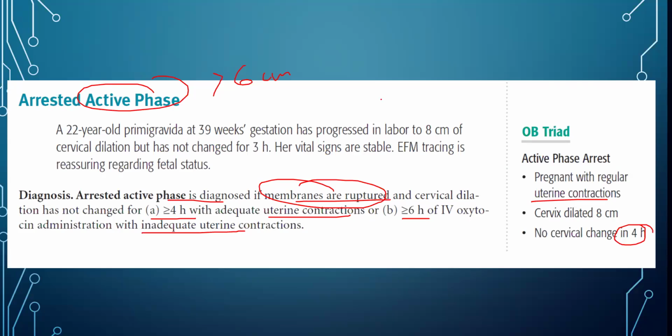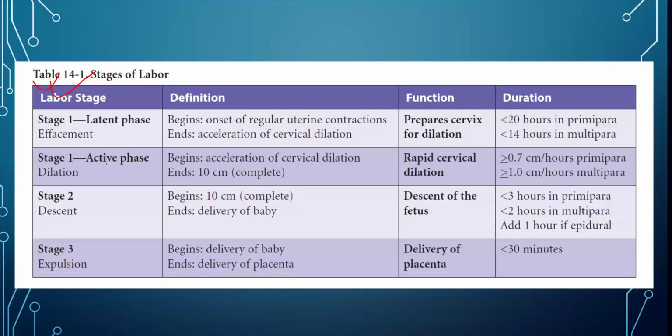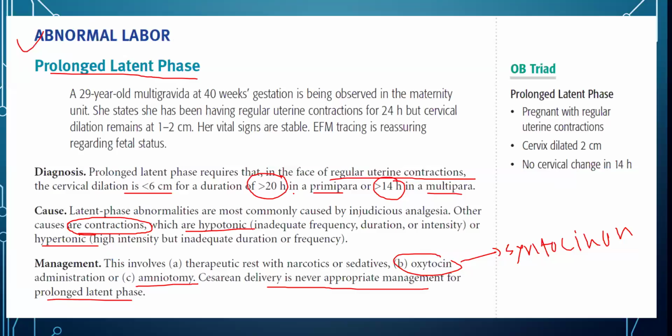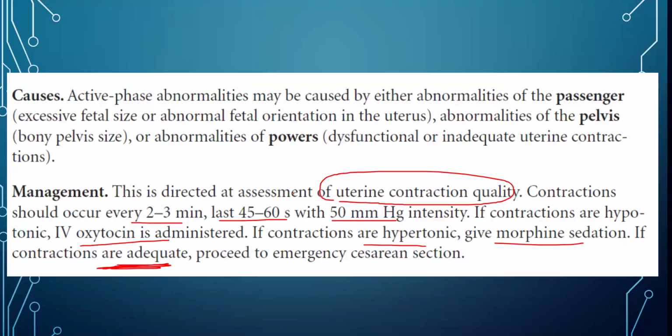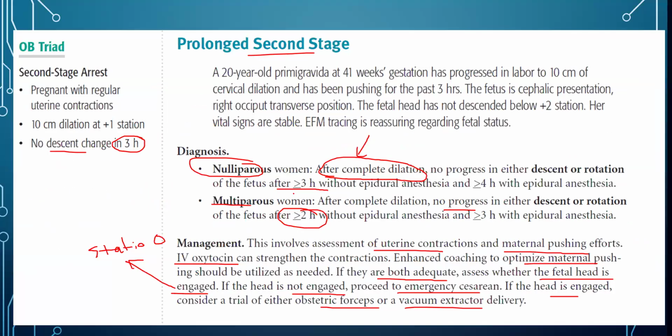And there is no specific duration of active phase, Dr. Sana. Mainly, the progression is the important thing for the active phase. So for the active phase, it's the progression. The cervical dilation should progress at least 1 centimeter per hour. So that's basically the main part that you need to remember.